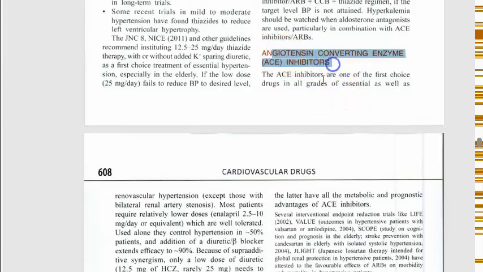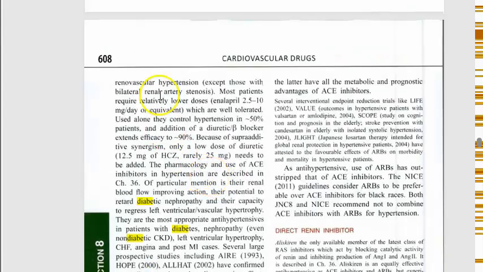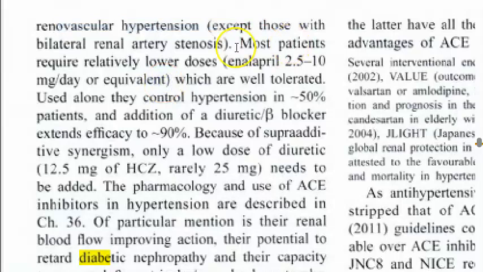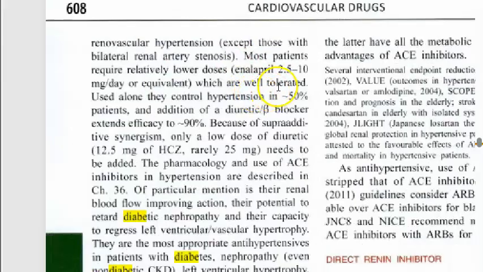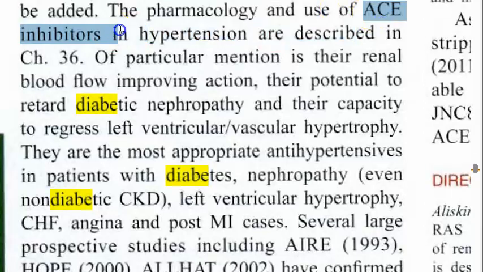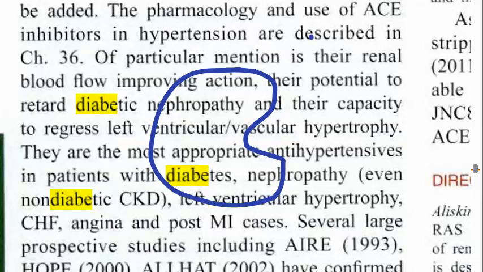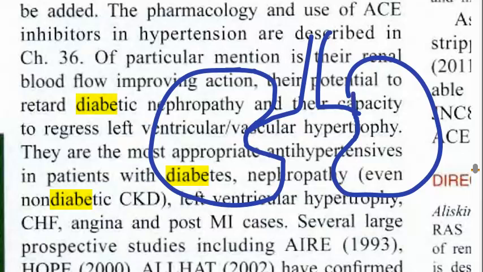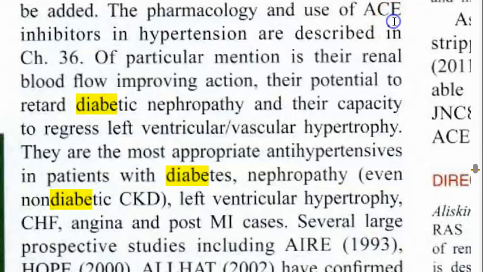So look at what textbook says: angiotensin converting enzyme inhibitors. This is the first choice of drugs in all grades of essential as well as renal vascular hypertension. Most people, this is the drug of choice. Which one? ACE inhibitor. Don't forget that inhibitor word. So what they are saying here, if you have anybody who has diabetes, you can protect the kidney of these diabetics by giving ACE inhibitors, because these ACE inhibitors, they improve the blood flow to these kidneys. Who is improving blood flow to the kidney? ACE inhibitor. So the blood flow to the kidney is improving. So kidney is happy.